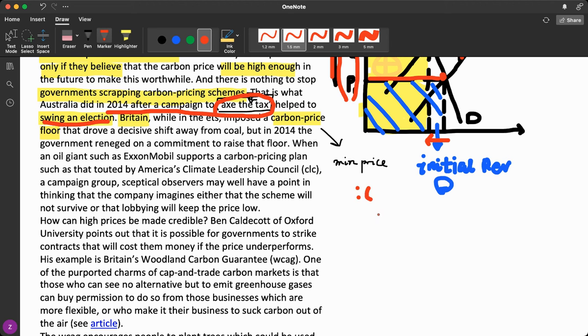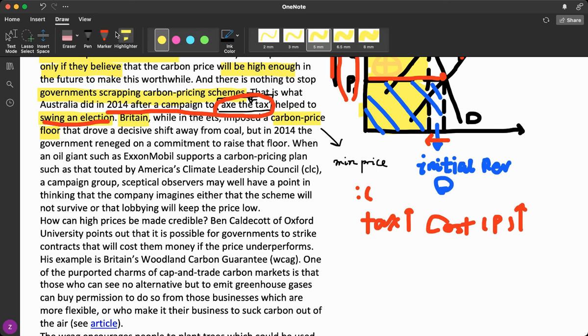Because for businesses and firms, the cost of production will rise with taxation. And if other countries do not have similar carbon pricing, it will be pretty unfair for them to trade with these nations. And we'll talk about that a little bit more later. But in 2014, Australia repealed the carbon tax. And another example that the article gave is the European Union's carbon trading.